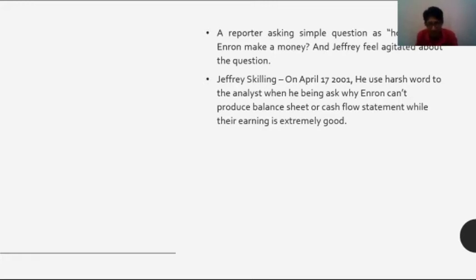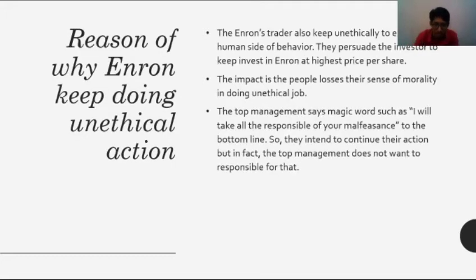Jeffrey Skilling also used a harsh word toward the analyst when he was asked why Enron could not produce a balance sheet or cash flow statement while their earnings were extremely good. It's because they were trying to hide something. So this is the reason why Enron kept doing unethical actions.